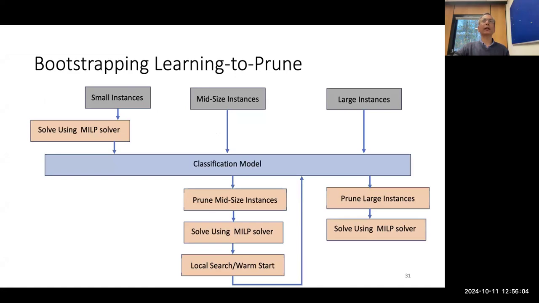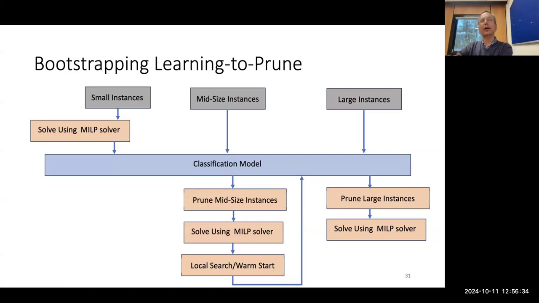So what we can do is we can start with small instances that we can solve using a mixed integer linear programming solver. We pass the optimal solution and learn a classification model from those optimal labels. Then we look at the intermediate size instances. We use the classification model to prune those instances.